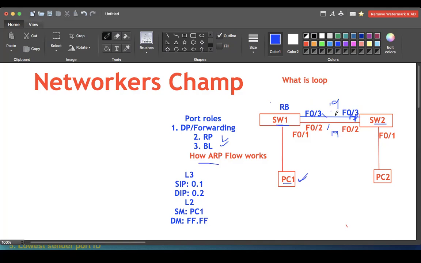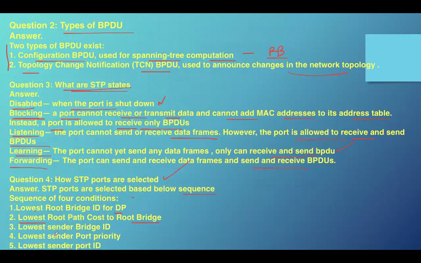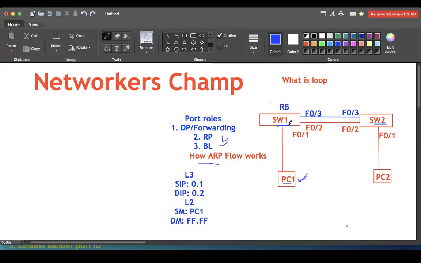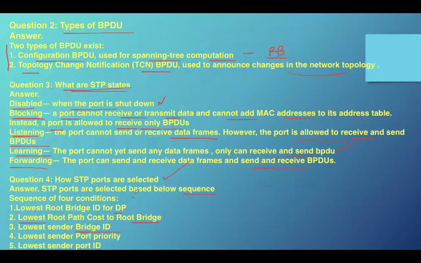But because the cost is the same here, because the interface type is the same, it will go to the next, which is lowest sender bridge ID. Now, lowest sender bridge ID: switch 1 is the sender. It is sending the BPDU on this interface and this interface, and the bridge ID would remain the same. So this also would be skipped.